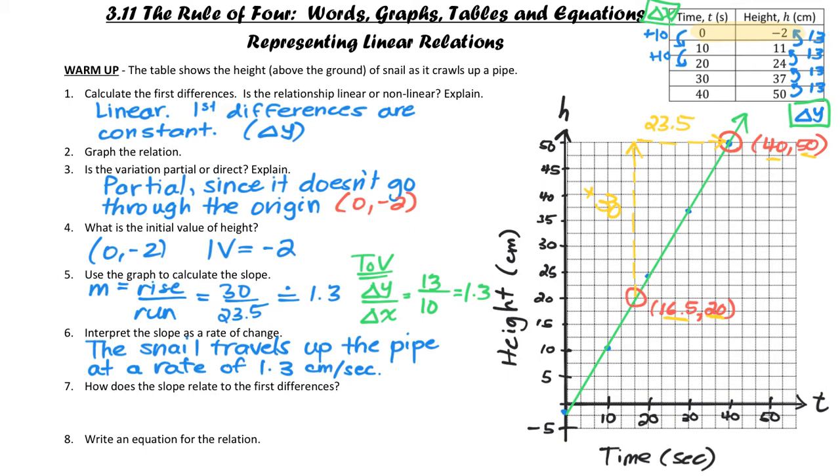Next question is, how does the slope relate to the first differences? And we've already talked about this a little bit by saying, oh look, we can calculate the slope from the graph, rise over run, or from the table of values. So let's just write that down. The slope is equal to the first differences divided by the X interval that we talked about in the last lesson. Or we can say the change in Y divided by the change in X.